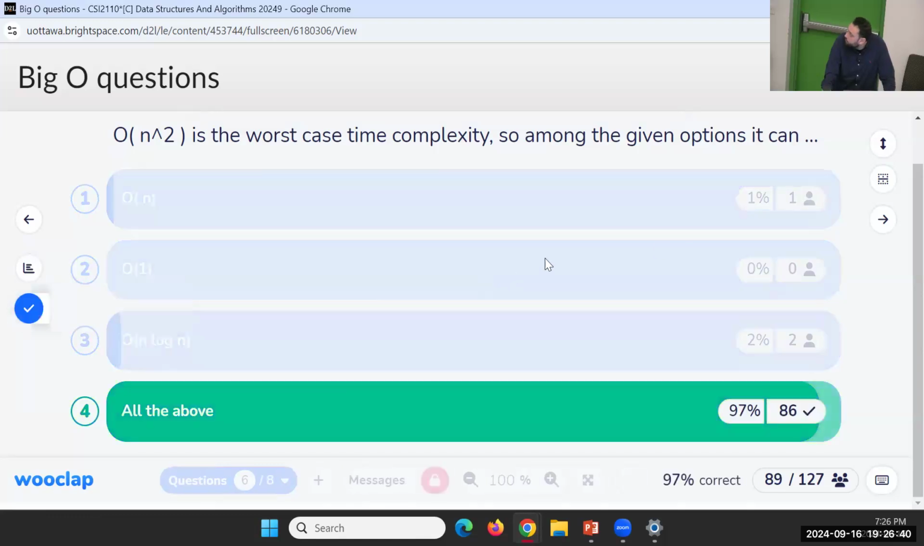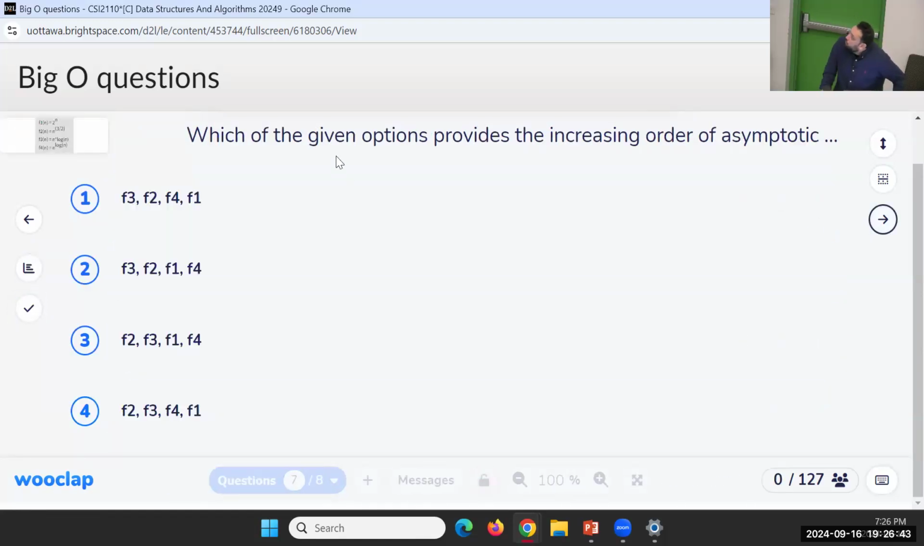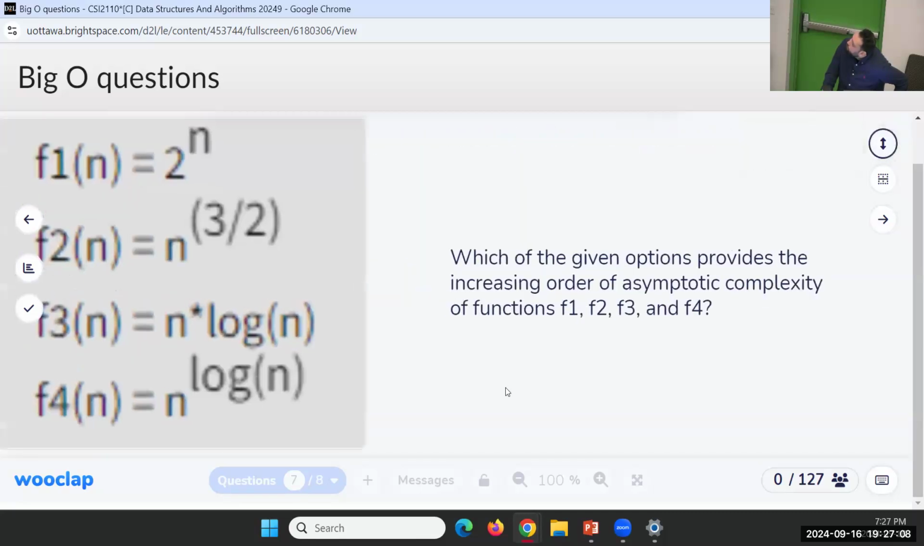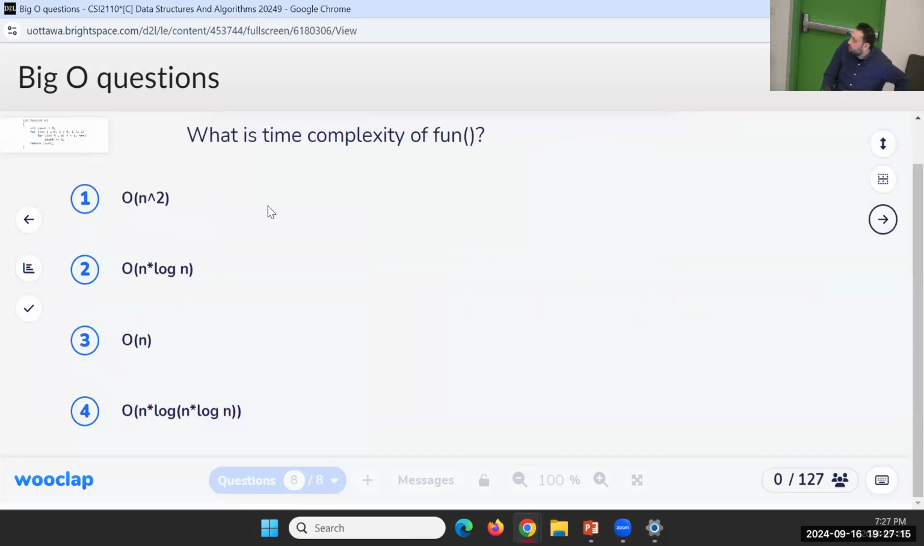Exactly. So the majority said all of the above. Now, which of the given options provides the increasing order of the asymptotic notation? It's not very clear, but f1 is 2 to the power of n, n to the power of 3/2, n log n, and n to the power of log n. So what is the question? Okay, so you have to do it in increasing order. We're not going to waste time on this. You just look at the lecture and find it from the lecture for now.